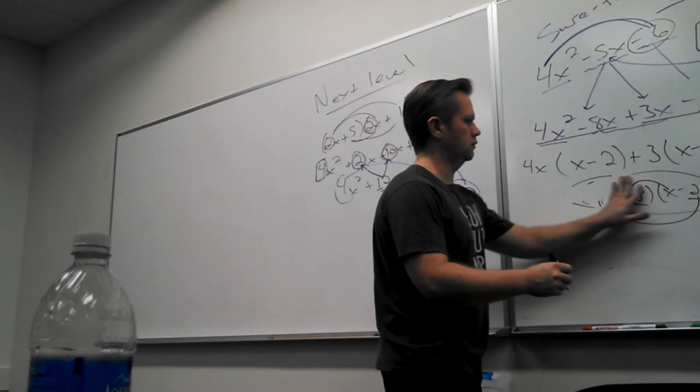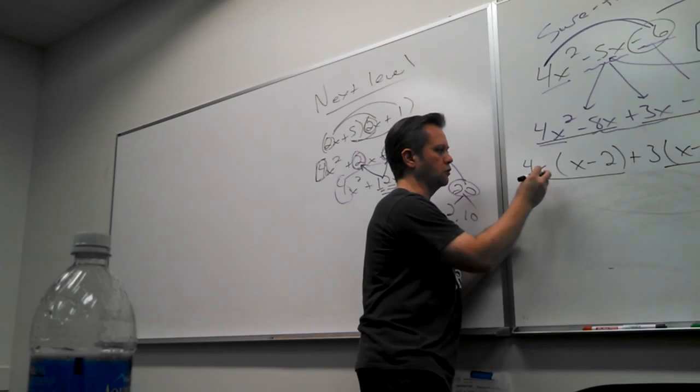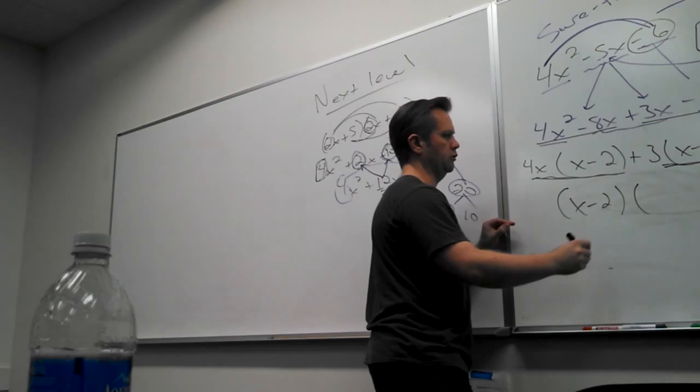How many terms are here? Oh, you just added the 4x. No. What comes out of these two? What comes out of both? What do they both have? What does this have that this also has? X minus 2. So I can take it out because it's common. What would be left? 4x plus 3. There you go. So that's all I did. Just GCF'd it.